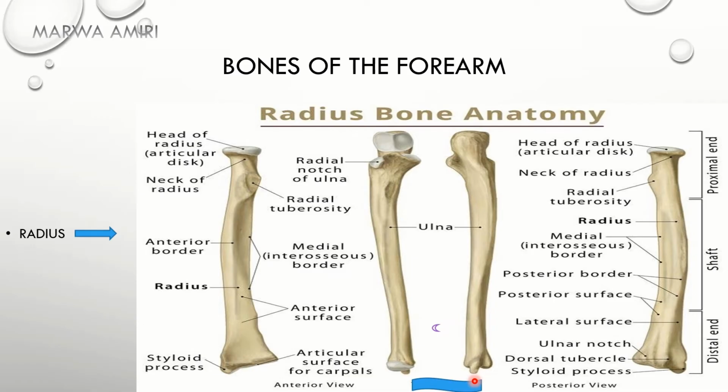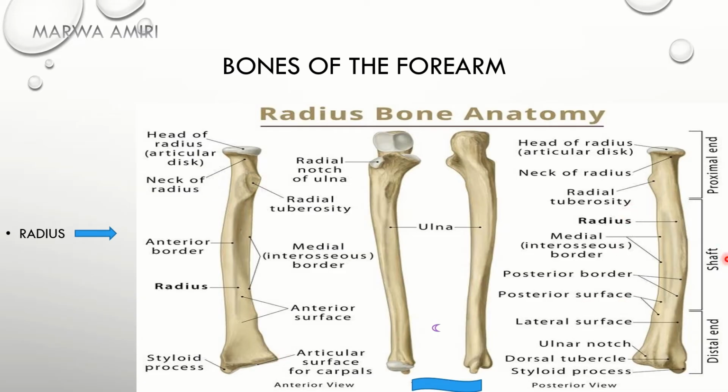The bones of the forearm are the radius and the ulna. In the radius bone anterior surface, we can see the head of the radius or articular disc, neck of the radius, radial tuberosity, anterior border, medial or interosseous border, the styloid process, and the articular surface for the carpals.